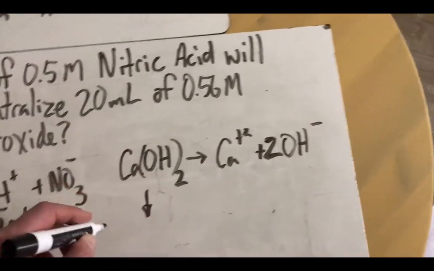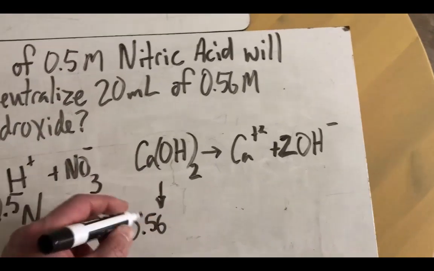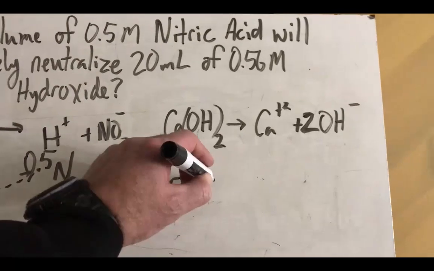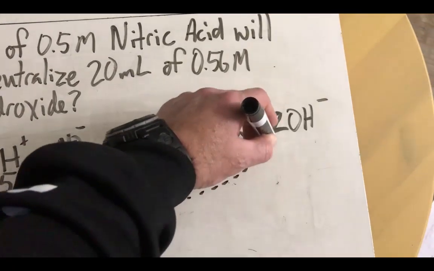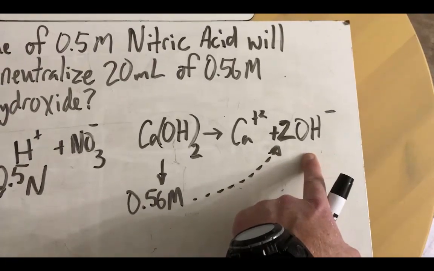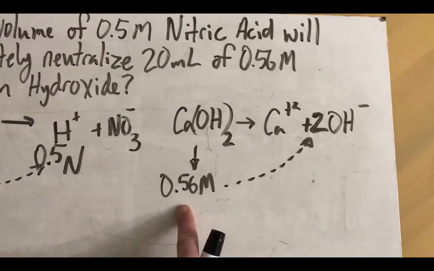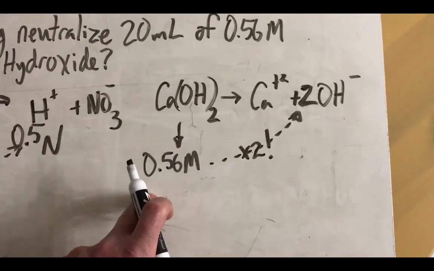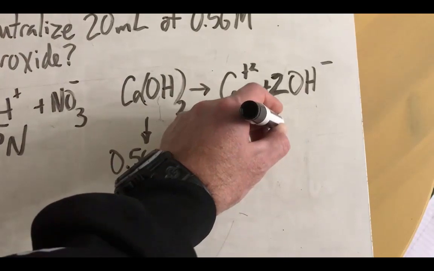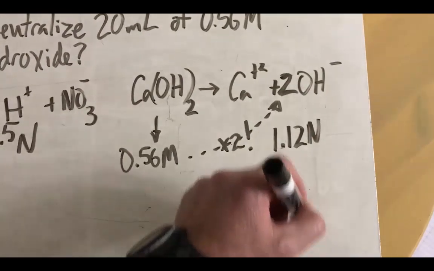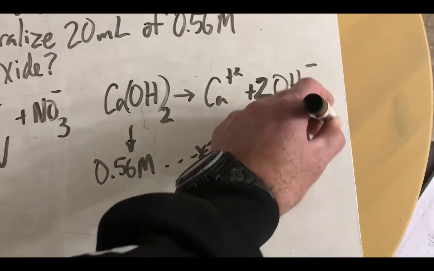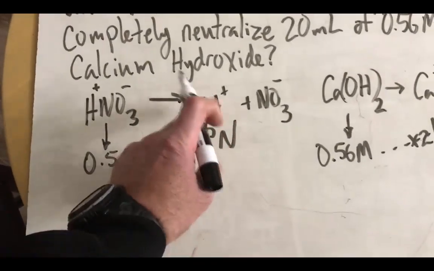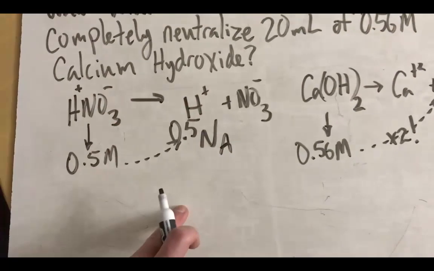Now, if you take a look over here, it says that we have 0.56 molar calcium hydroxide. So this is 0.56 molar calcium hydroxide. But now, what about the normality? Well, I have twice the number of hydroxides here, so what do I need to do with this number? I need to multiply that by 2, okay? And so that's going to be 1.12 normal, and that is for my hydroxide ions, which means that's my base. This is for my hydrogen ions, so this is my acid.